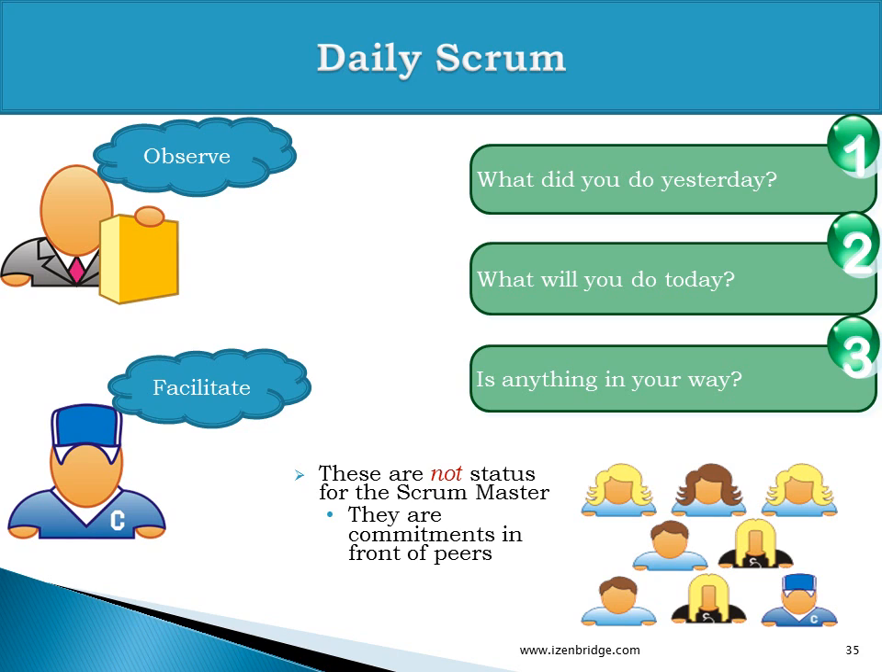What did you do yesterday? What will you do today? And is there anything in your way? If there is anything in your way, that goes into an impediment list, which falls under the Scrum Master's responsibility. So the team should limit their discussion to these 3 points, and if somebody wants to give advice for solving some particular problem, those kinds of discussions should happen outside the daily Scrum.